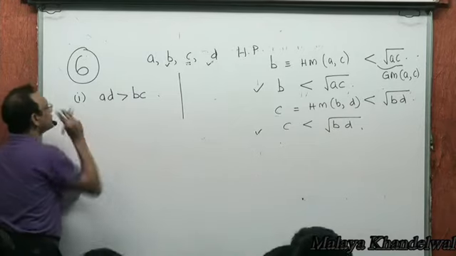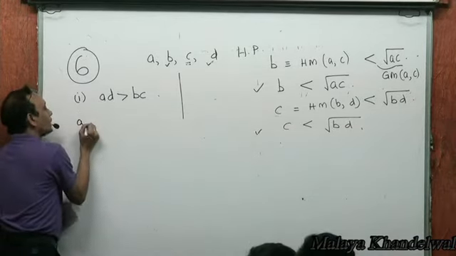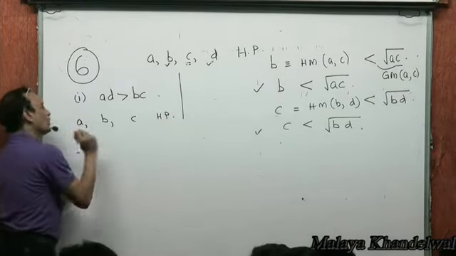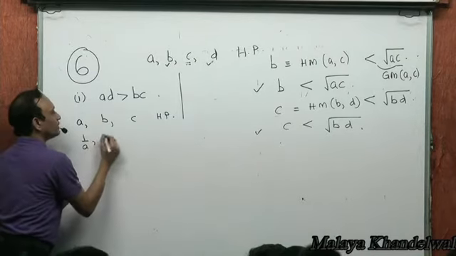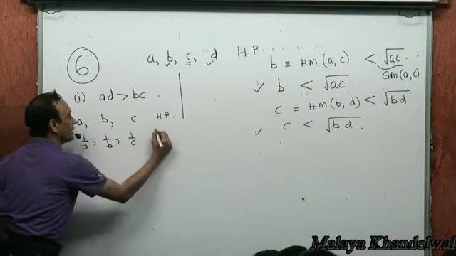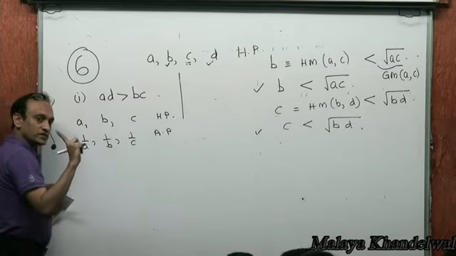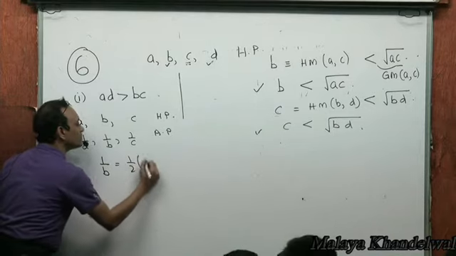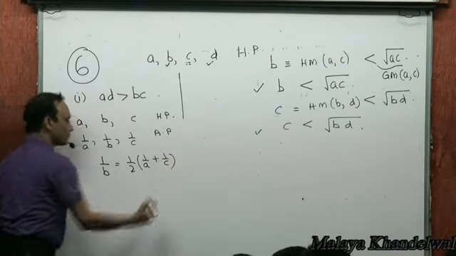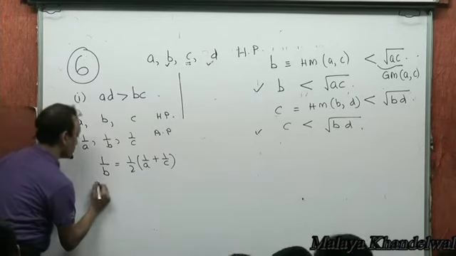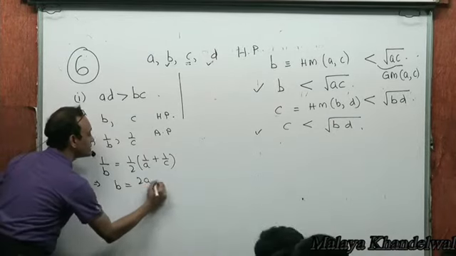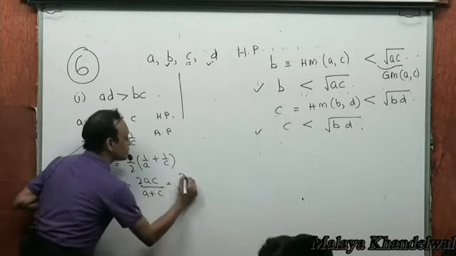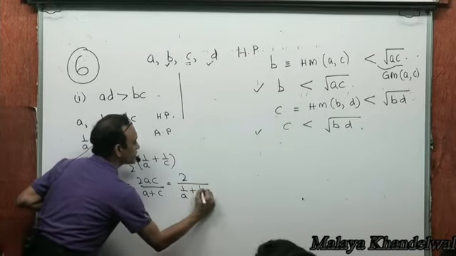One thing: if A, B, C are in HP, what it really means is that 1 by A, 1 by B, 1 by C are in AP. Does it also mean that 1 by B must be the arithmetic mean of 1 by A and 1 by C? Which really means that B must be 2AC by A plus C. Does it also mean that this will be 2 divided by 1 by A plus 1 by C?